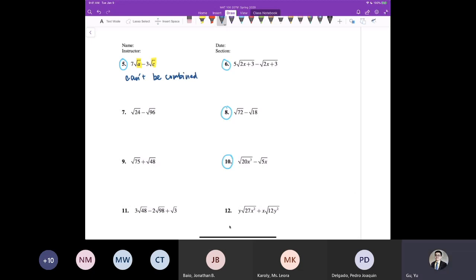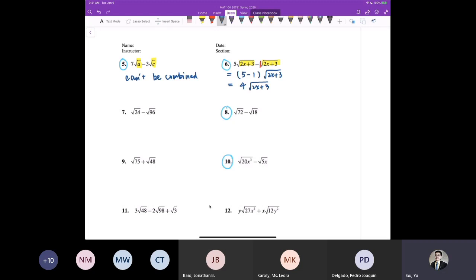And then we have number 6. Number 6, we can combine them. They have the same radical part, radical 2x plus 3. We put an invisible one outside of radical 2x plus 3. Apply distributive property. We have 5 minus 1 times radical 2x plus 3. And that is 4 radical 2x plus 3.